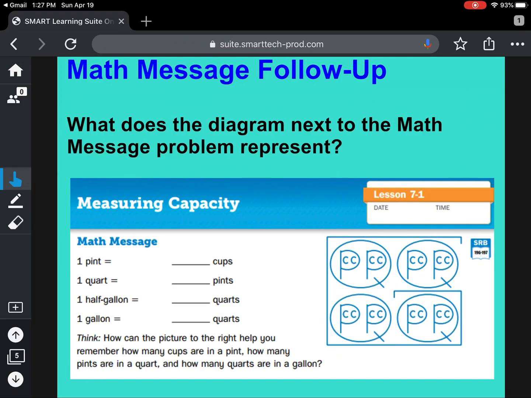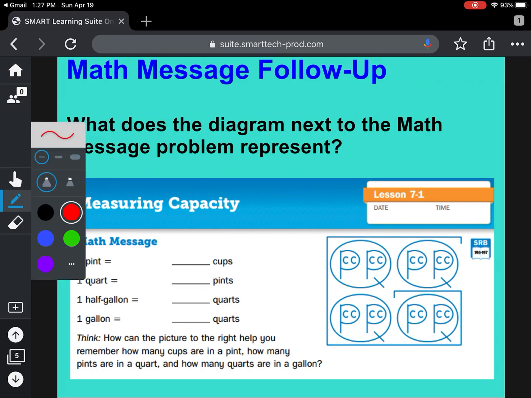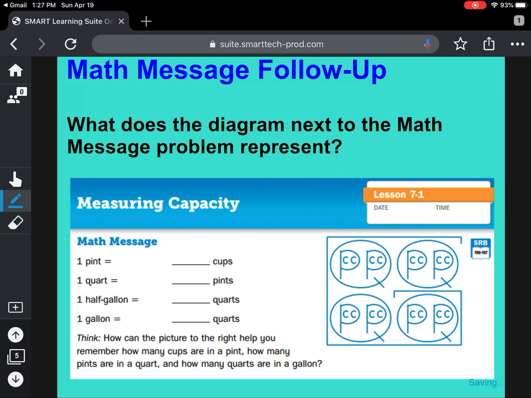All right, let's check our answers for the math message. For 1 pint, you should have said it equals 2 cups because 1 P has 2 little C's that represent cups inside of it. 1 quart equals 2 pints because inside each big Q, you have 2 P's that represent pints. The next one says 1/2 gallon equals blank quarts.